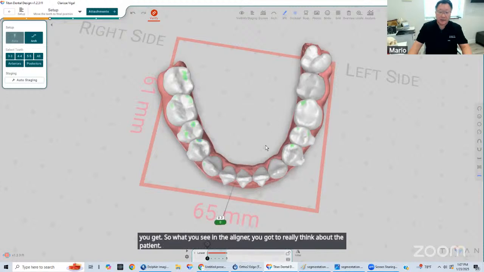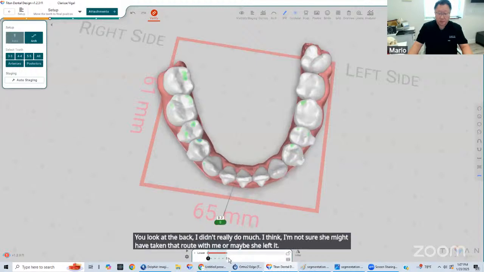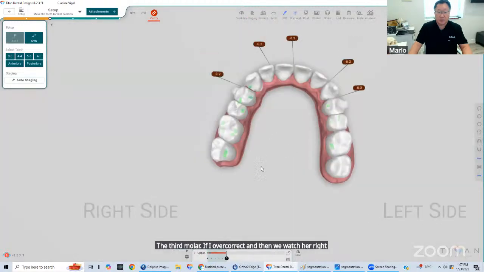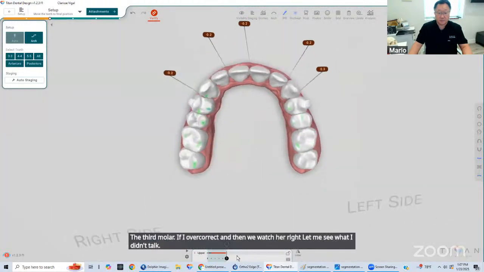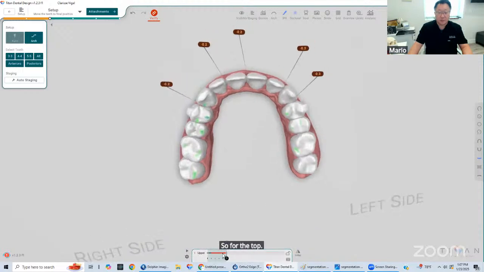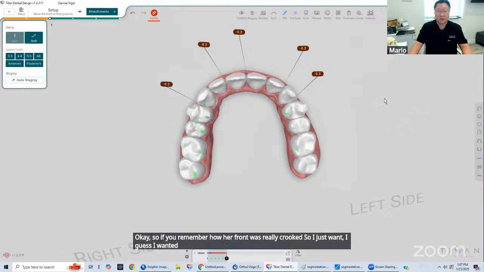You look at the back, I didn't really do much. I'm not sure, she might have taken out the third molar later, or maybe she left it. But I overcorrect, and then we watch her, right? Let me see what I did on top. So for the top, I just rounded out a little bit more. If you remember how her front was really crooked, I guess I wanted to tighten it up more. Sometimes I do finish with 0.1 all around just to make sure things are nice and tight, right?